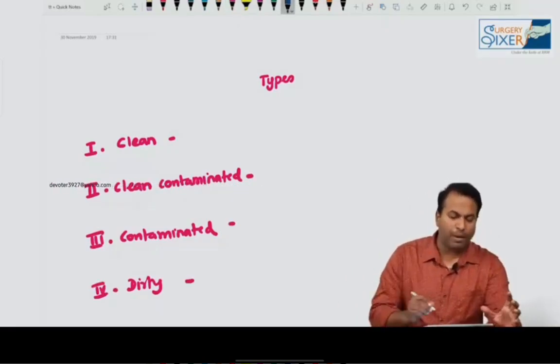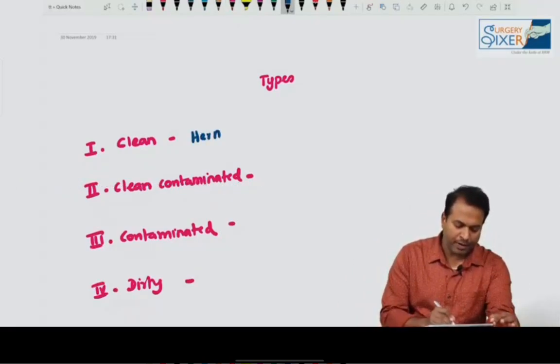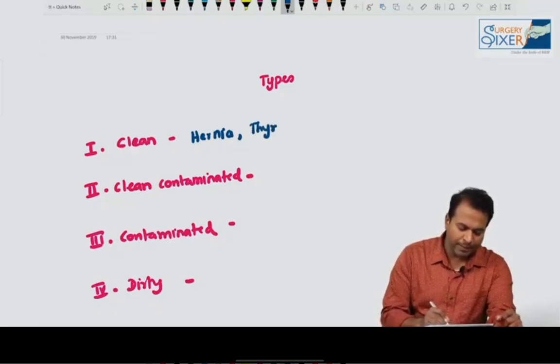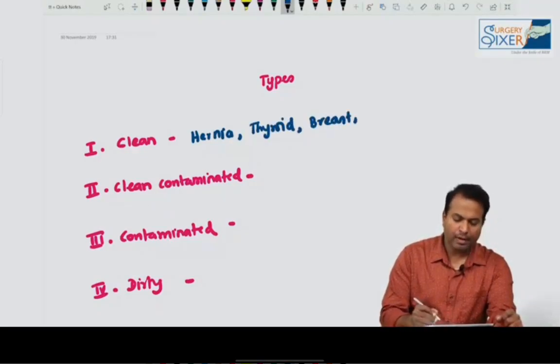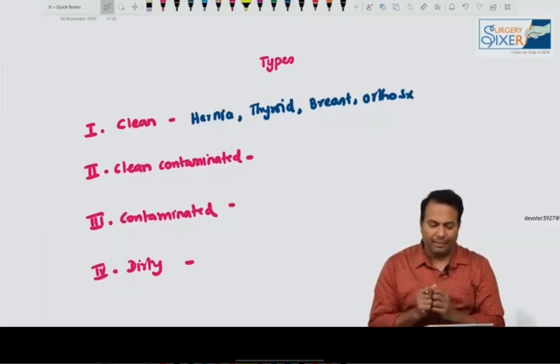Examples of clean wound are clean surgeries like uncomplicated hernia operation, thyroid surgeries, breast surgeries, and orthopedic surgeries like joint replacements. These are all clean surgeries. A clean contaminated surgery is a surgery in which you contaminate the wound slightly.